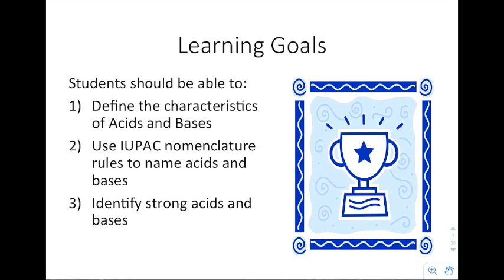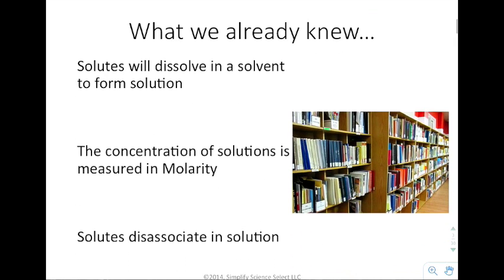So, if you were to look at this particular presentation, number one, the goals are to define the characteristics of acids and bases, to use IUPAC nomenclature rules to name acids and bases, and to identify the strong acids and bases. So number one, what we already know from the previous unit, we know that solutes will dissolve in a solvent to form a solution.